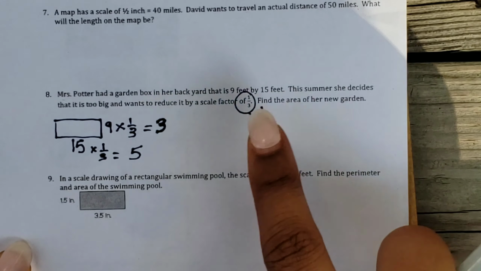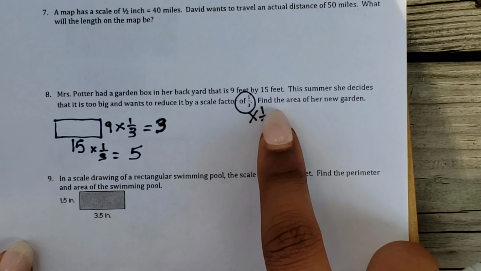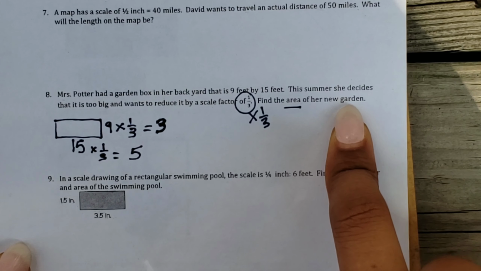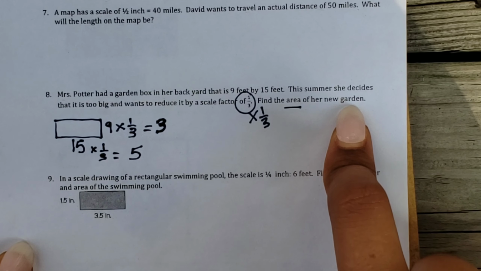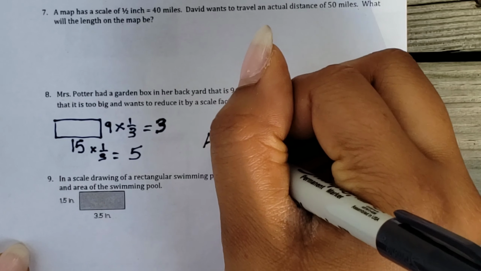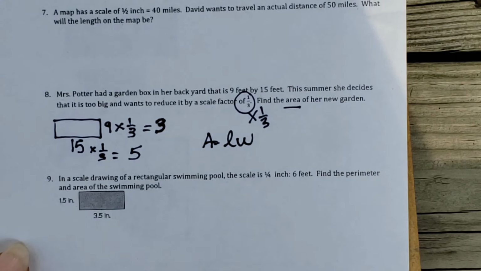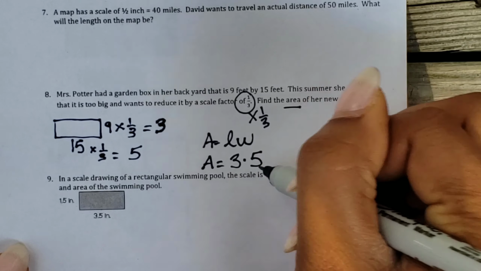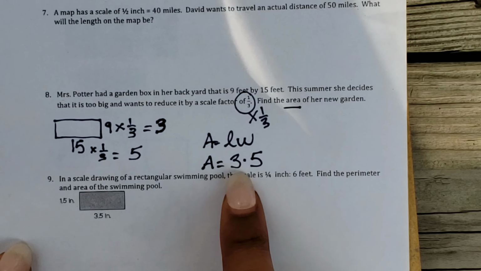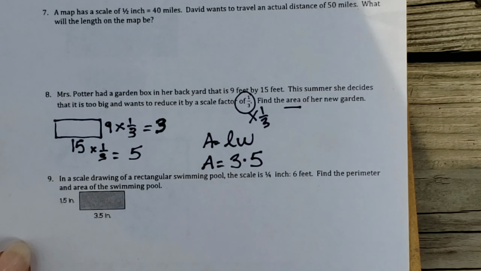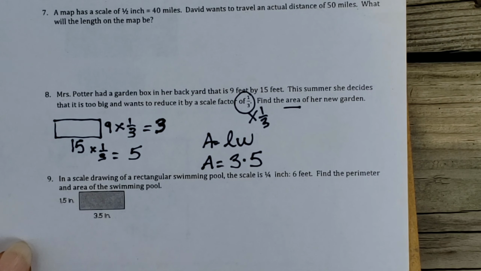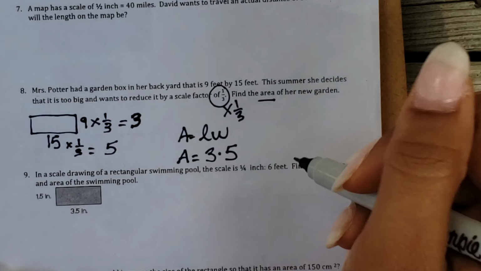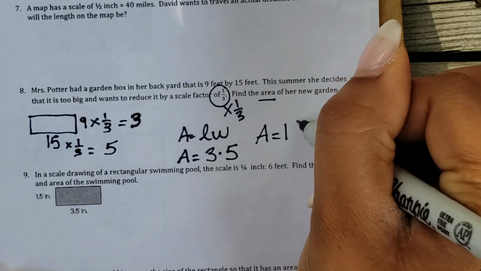So what does it want us to do? It wants us to find the area, let's underline that key word, of her new garden. What's our formula for area? A equals length times width. So then we have A equals 3 times 5. And remember, we like to start using that little dot whenever we're dealing with letters and variables and numbers. We just want it to look cohesive. So A equals 3 times 5. What's 3 times 5? Area equals 15.